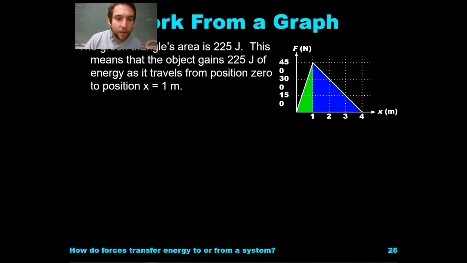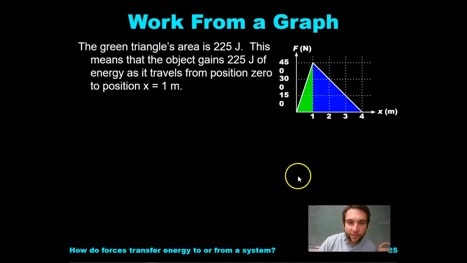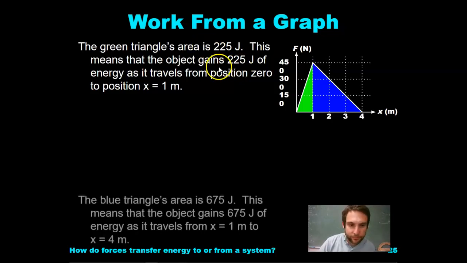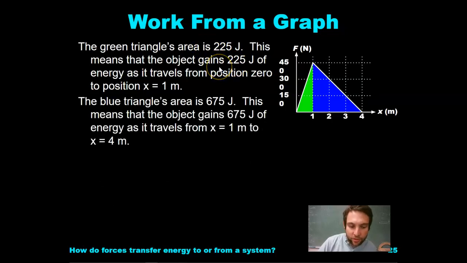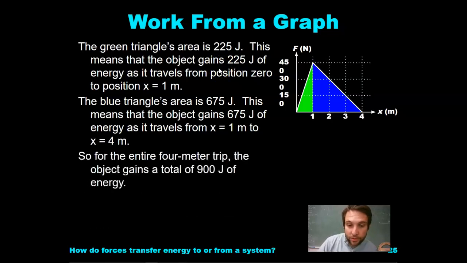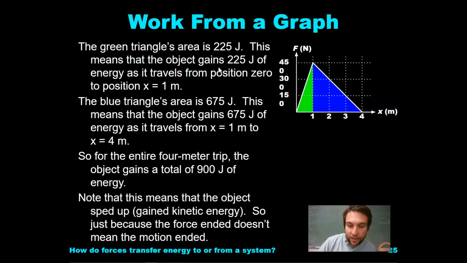So we have the green triangle's area is 225 joules. This means the object gains 225 joules of energy as it travels from position 0 to position 1 meter. The blue triangle's area is 675 joules. This means the object gains 675 joules of energy as it travels from 1 meter to 4 meters. So for the entire 4-meter trip, the object gains a total of 900 joules of energy.